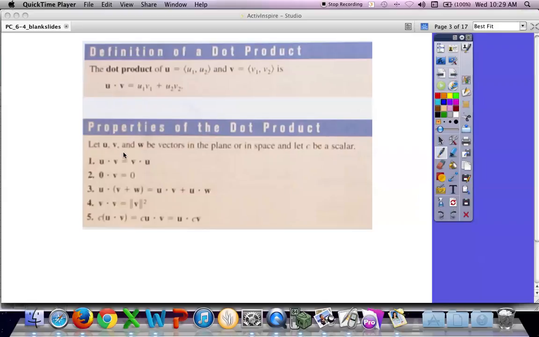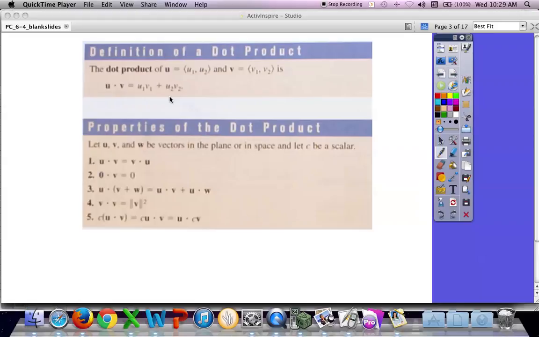Okay, the dot product of u dot v. Given two vectors, u dot v, and again, that dot might make you think of multiplication, right? But it actually means something a little bit different. If the vectors have their component form, u1, u2, and v1, v2, then the dot product is u1 times v1 plus u2 times v2. Right? You multiply the first components plus you multiply the second components. That's it. That is called a dot product.